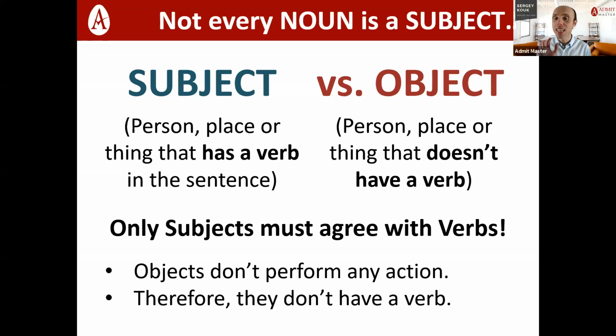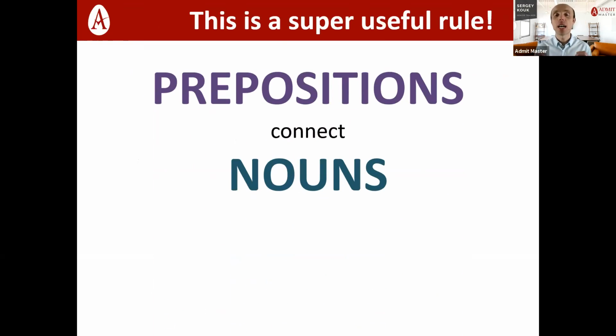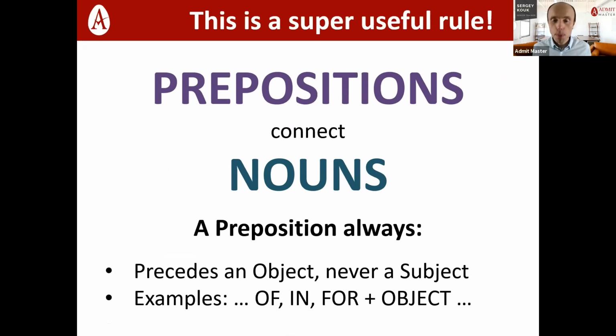So it's a little bit tricky, and that's why there's a super useful rule of how we could narrow down the list of our nouns very quickly and figure out exactly what's a subject and what's not a subject. And that's the rule of a preposition. So here's what the rule says. If you have a preposition, and examples are of, in, for, above, beyond, below, to, about, these are all prepositions. These are short words that connect nouns together. I'm talking about the GMAT to my child. About and to are prepositions.